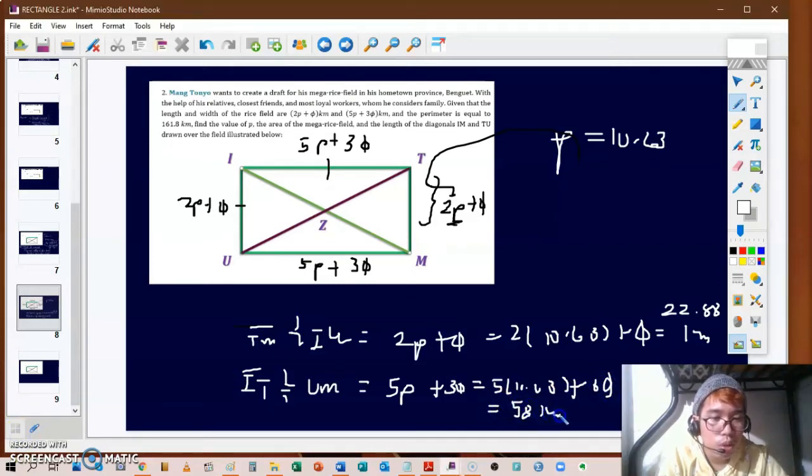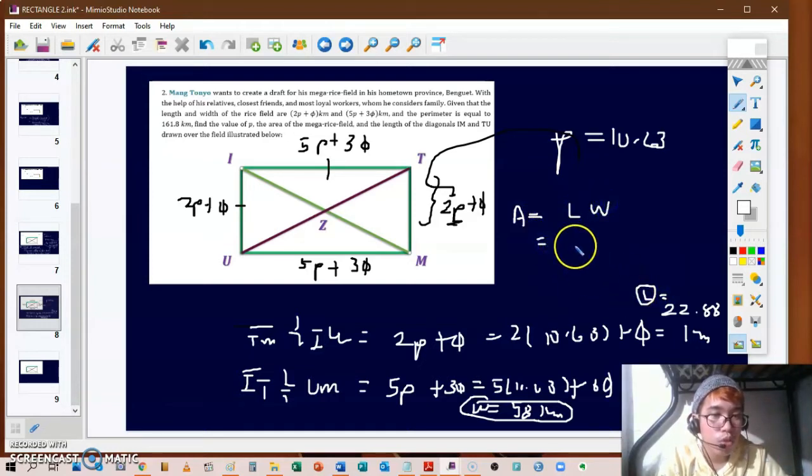Now that we know the exact value of the length and the width, we can solve for the diagonal a bit later, but for now let's solve for the area first, because we already have the givens for the length and the width. The area of a rectangle is equal to the length times the width, so we've already found our length, 22.88 kilometers, times the width, which is 58 kilometers.